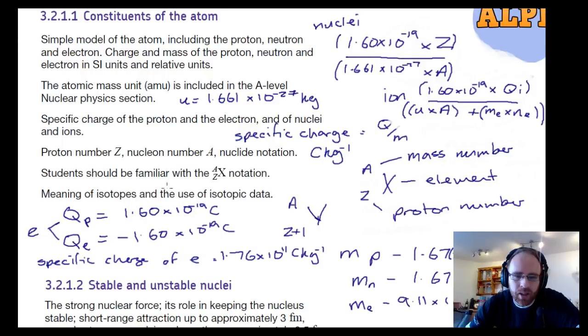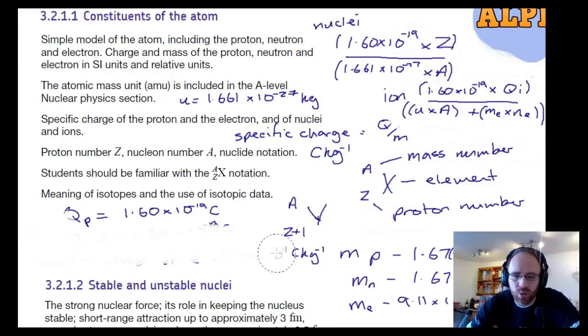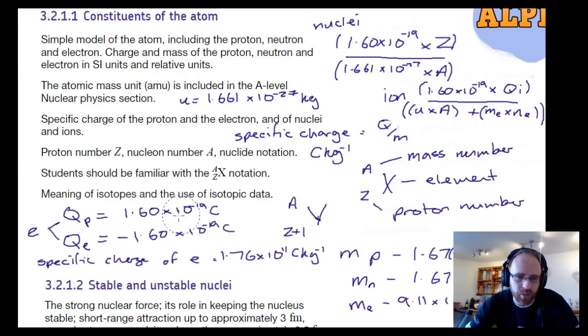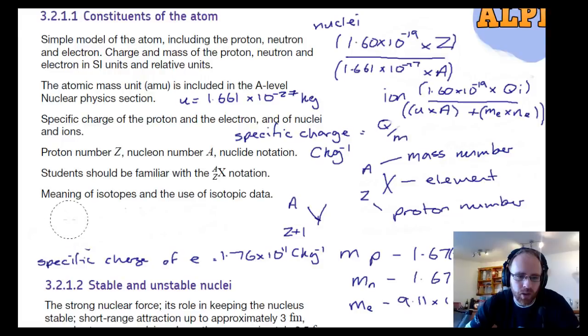The meanings of isotope and use of isotopic data. So when we had our nucleus that I drew earlier, oh, hang on a second. I forgot that I could rub out those things. I thought I could just rub out things I drew.